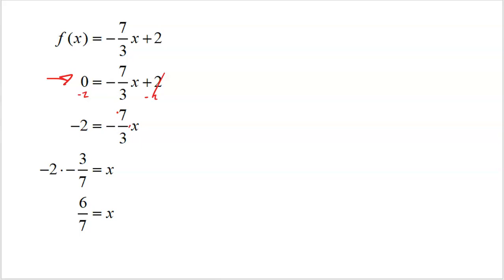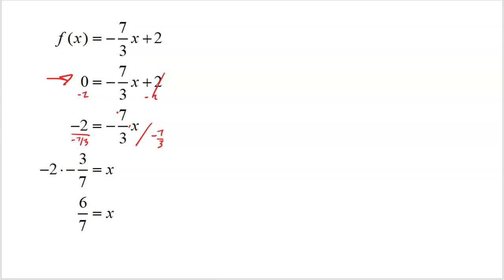Technically, we are multiplying right there, right? So you would say, well, the opposite of multiply is to divide. So we're going to divide both sides by negative 7/3. But every one of you should know that the opposite of dividing by negative 7/3 is to multiply by the reciprocal. So instead of dividing, I'm going to multiply the negative 2 by the reciprocal, negative 3/7.